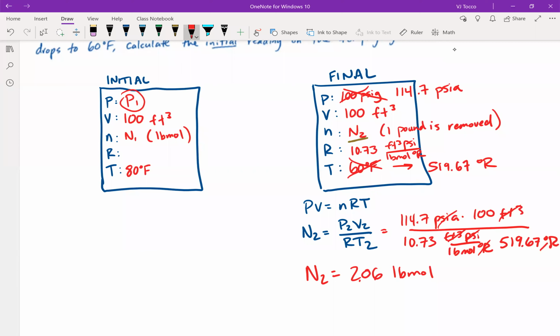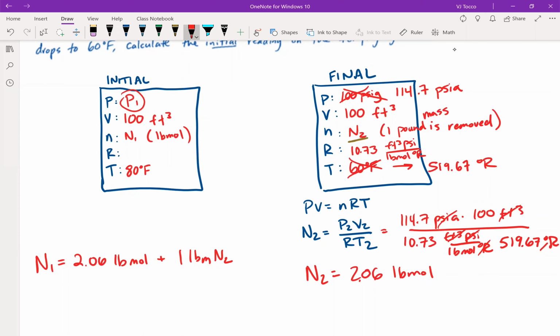Okay, so my final situation is now resolved. Now I'm going to use the information that I have. So this N2 is with 1 pound mass being removed. That is what LBM stands for. Therefore, N1 is going to be 2.06 pound moles plus 1 pound mass of N2. And as I said in the very first week of the class, this is not a dimensionally consistent equation. I cannot add pound moles to pound mass.